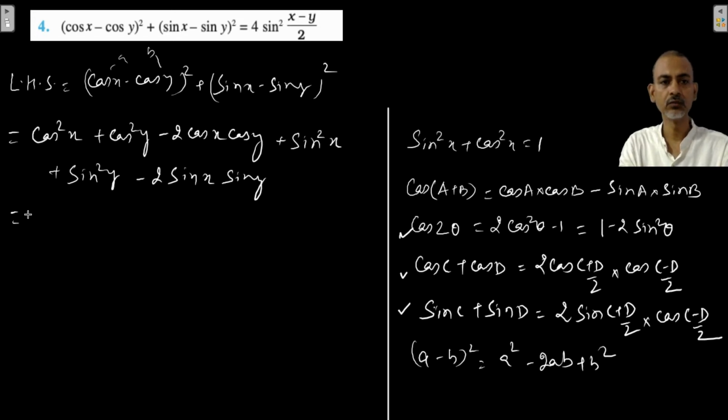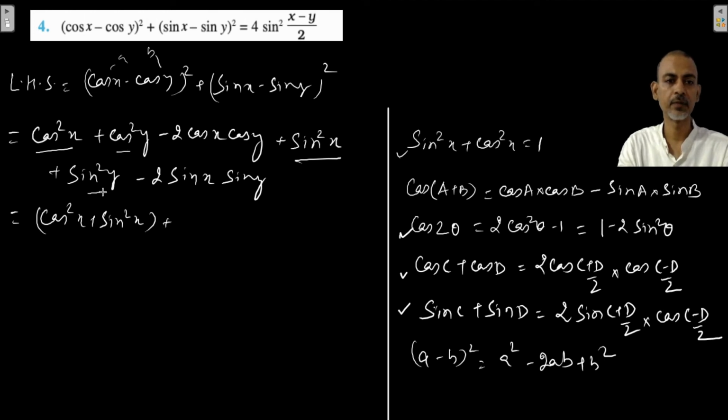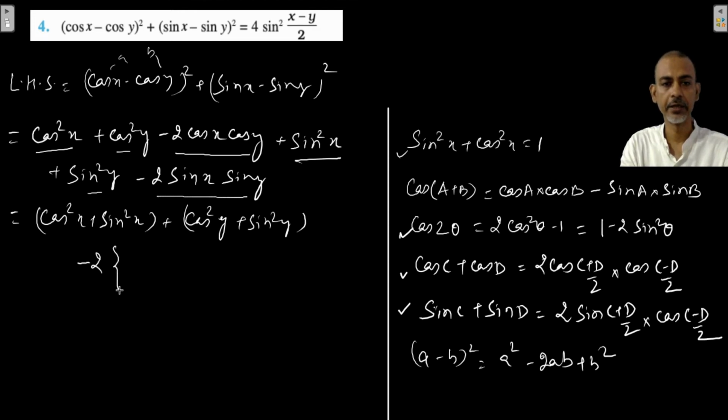Alright. Now I can club cos square x and sin square x together, so I have cos square x plus sin square x. Why are we doing that? Because it will become 1. I know that this is the formula of sin square x plus cos square x. Similarly, cos square y plus sin square y will be clubbed together. And here I have minus 2 cos x cos y and minus 2 sin x sin y. So I'll just take minus 2 common, and then it will become cos x cos y plus sin x sin y.